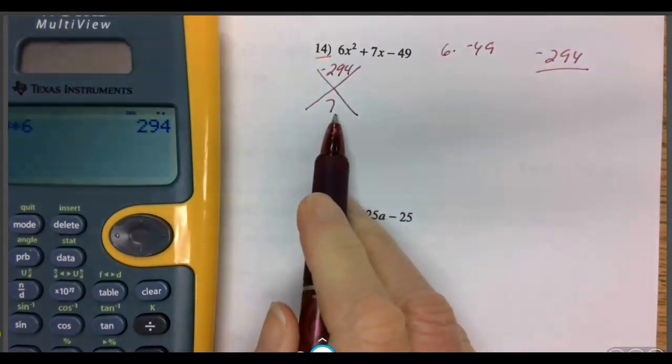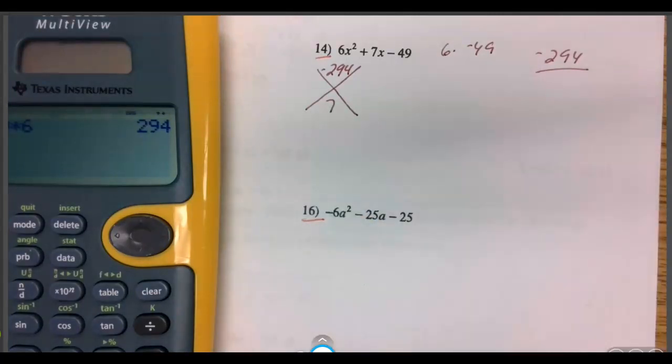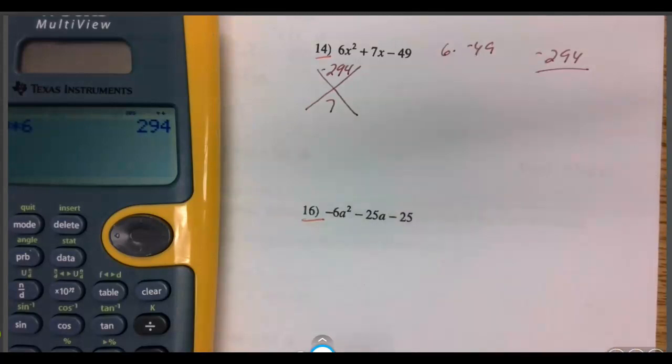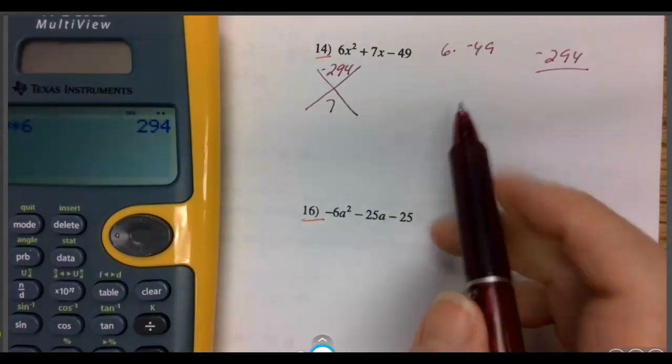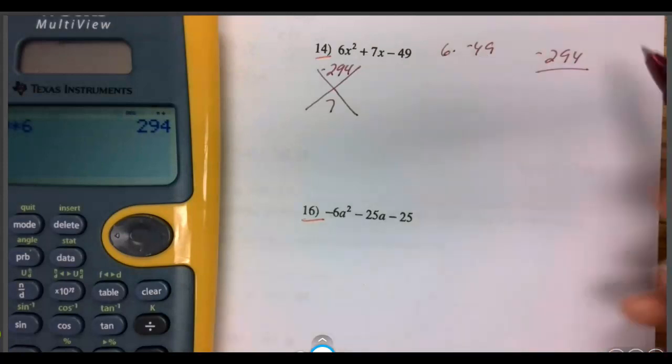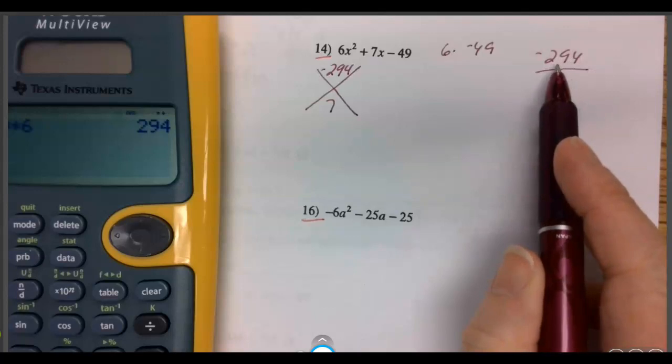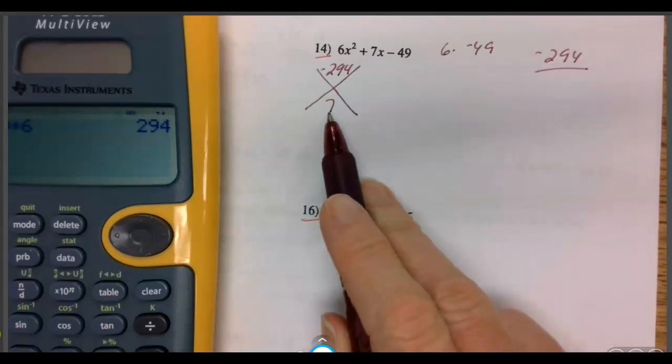So we know that we have to have them kind of close together in order for this to work. So we're going to look at what goes into 294. We know 6 and 49 does. So what we might do is pick something close. 6 and 49 does not. We have to know that when they're subtracted, this is a negative, so my signs are different. My largest factor is going to be positive. So we'll keep that in mind just a second.